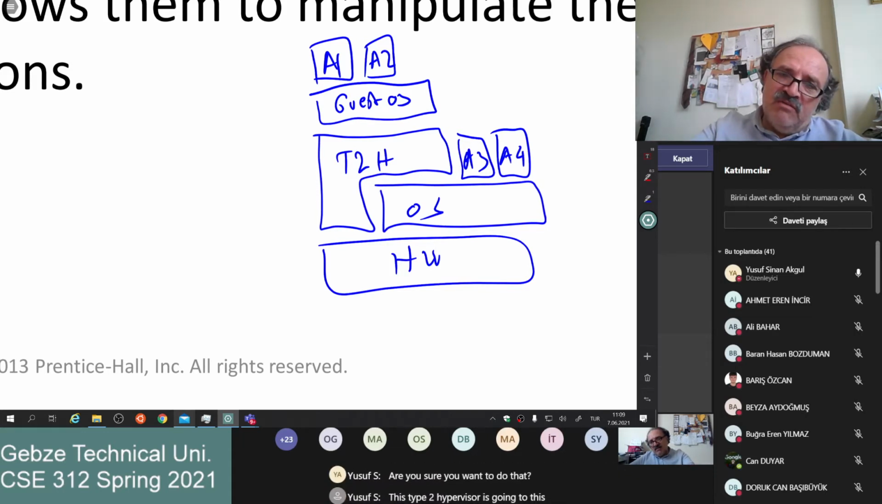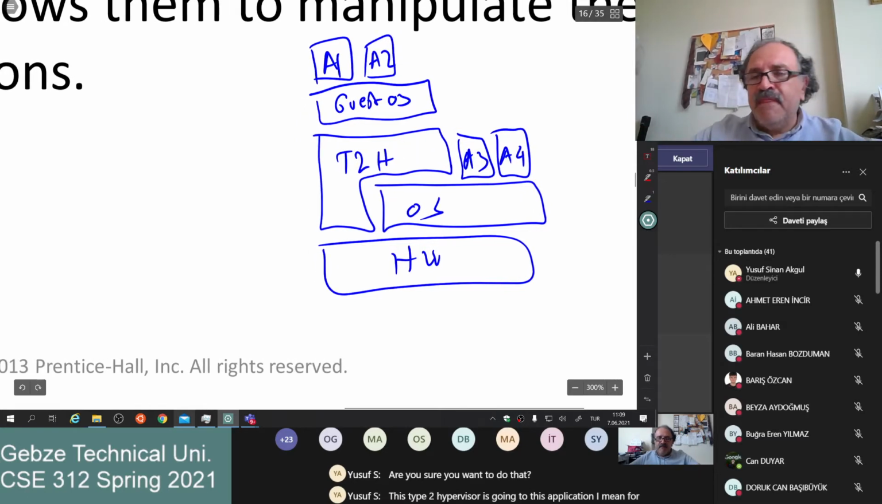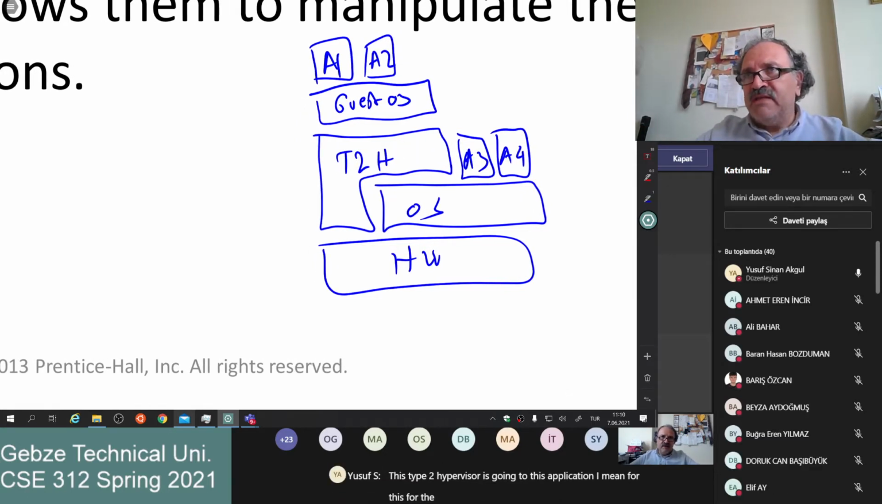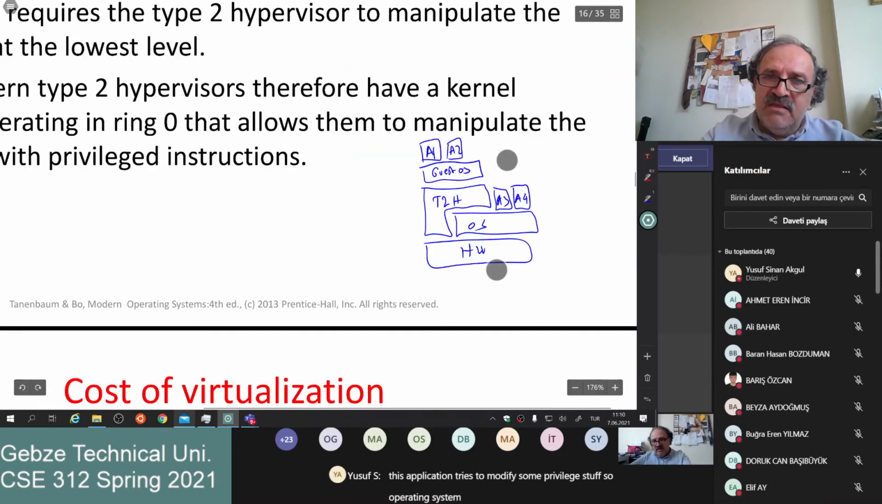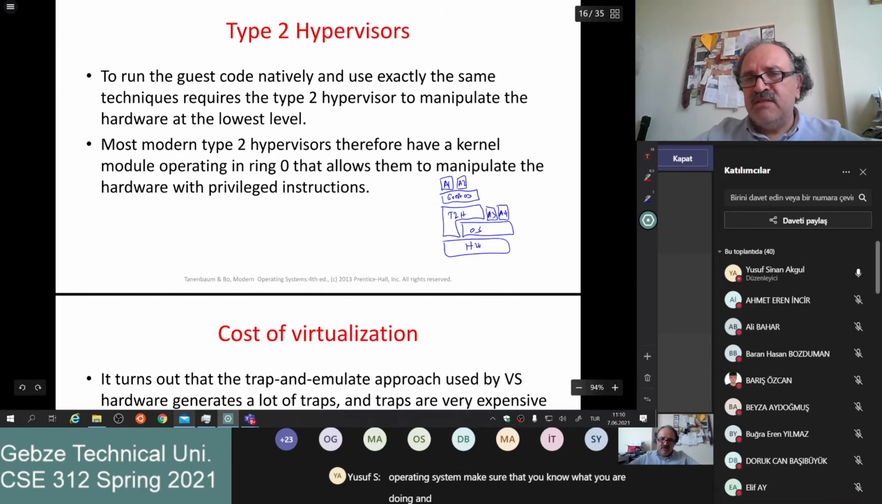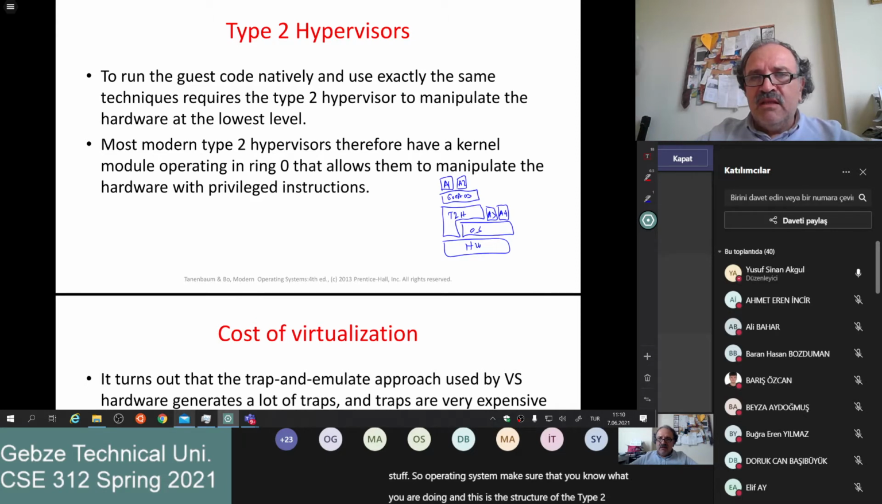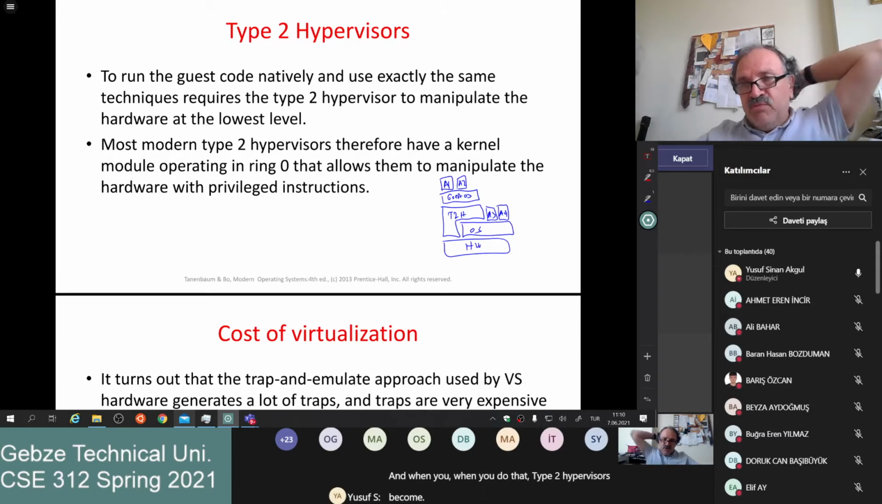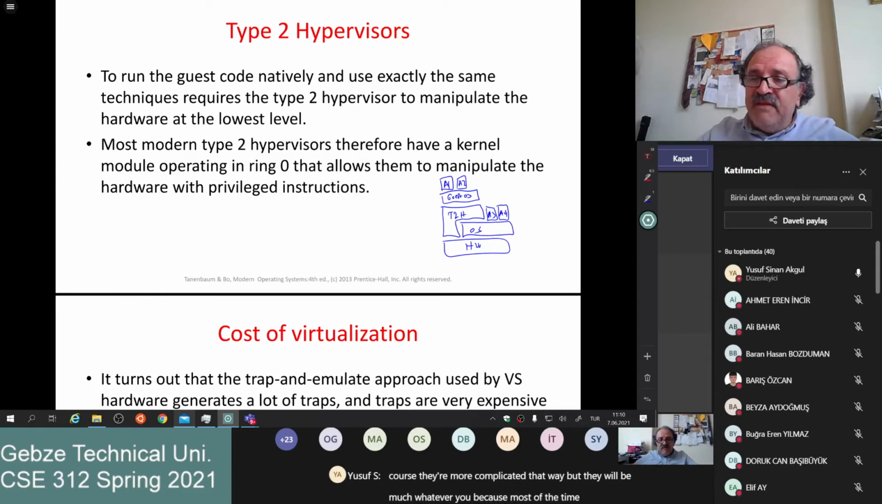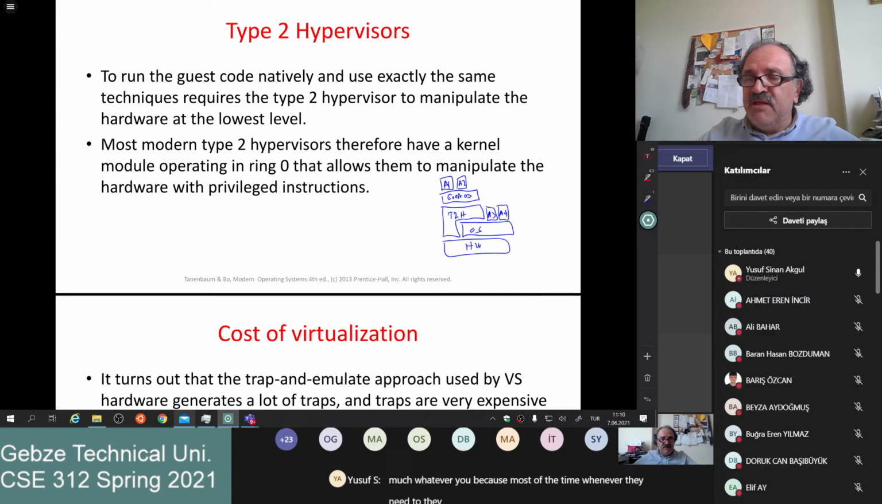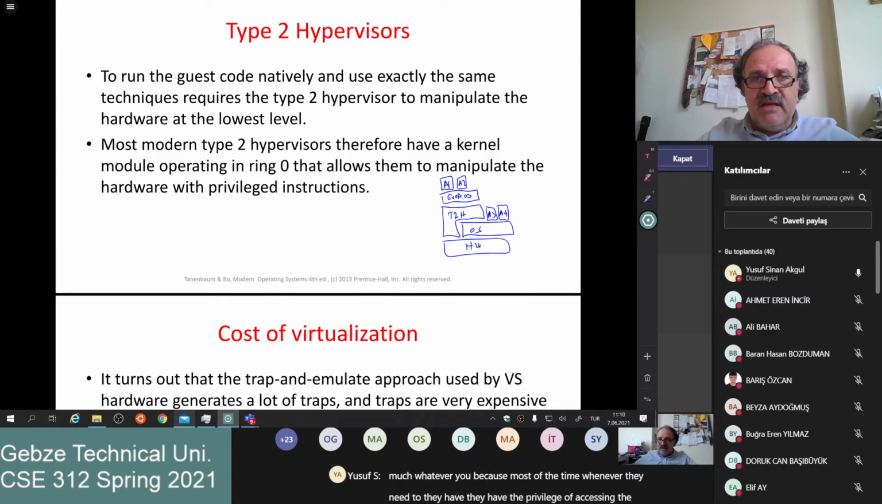This type 2 hypervisor is, for the operating system, just an application. This application tries to modify some privileged stuff, so the operating system makes sure that you know what you are doing. And this is the structure of the type 2 hypervisors. When you do that, type 2 hypervisors become much more efficient. Of course, they are more complicated that way, but they will be much more efficient because most of the time, whenever they need to, they have the privilege of accessing the hardware directly.